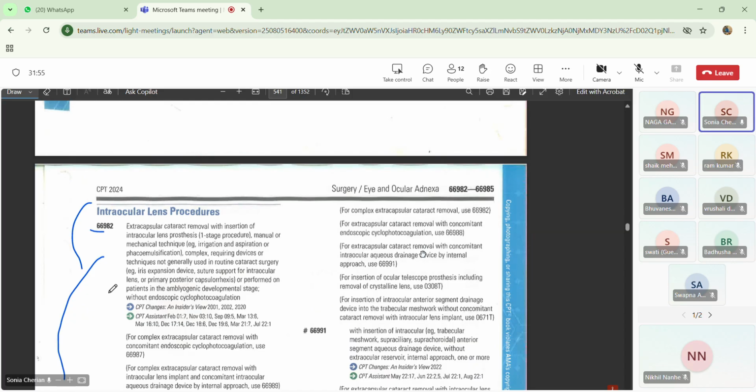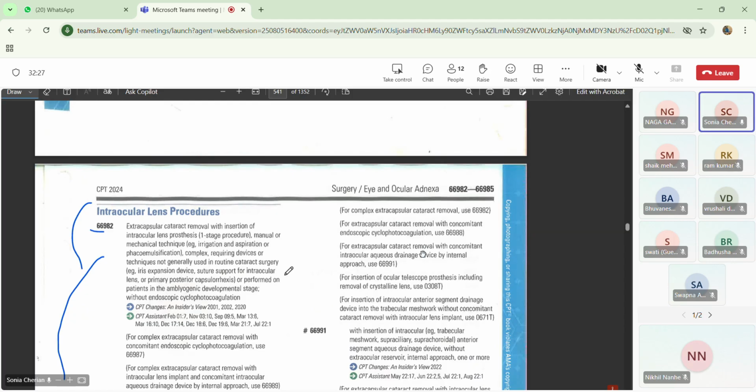Again, the next device they can fix is the Malyugin ring. You can note it down. These you won't see in the CPT book. These are coding tips which I have seen day to day. The Malyugin ring is again a kind of ring which supports the iris. In that scenario, you should code it as complex.